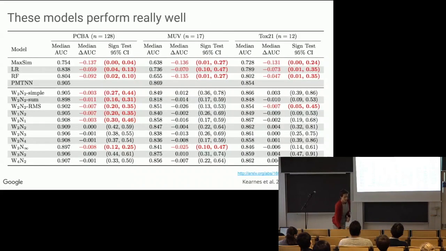And it turns out that these models perform really well. So this is a table in this paper from 2016. These are essentially three data sets that people looked at, and the first three lines of this table are traditional models. So we have logistic regression and random forest, and this maximum similarity.